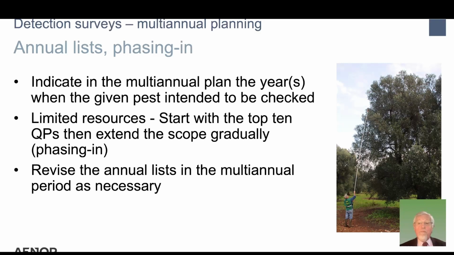After the scope of pests for the multi-annual period is established, you should define the years when the various pests will be checked. As the resources in Western Balkan 6 are limited, the project team proposes to start surveying the top 10 pests for your country, then extend the scope gradually in the following years. You should revise the annual survey list as necessary to reflect the changes in plant health situation.